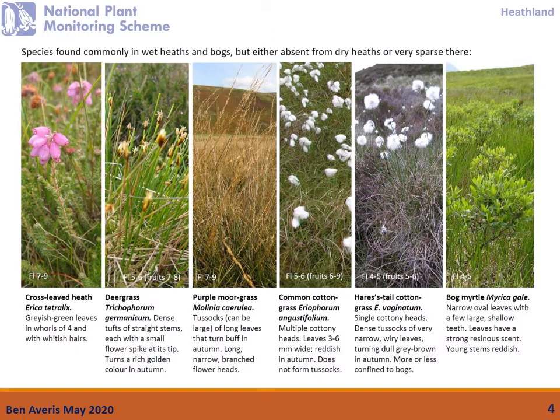Bog myrtle on the right is like a low shrubby kind of willow with leaves and stems that have a beautiful resinous kind of smell to them. Stems are a rather reddish colour, and the leaves are a narrow oval with a few irregular and rather large and widely spaced teeth towards their tip.